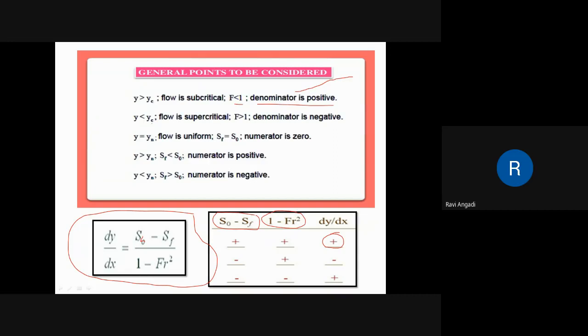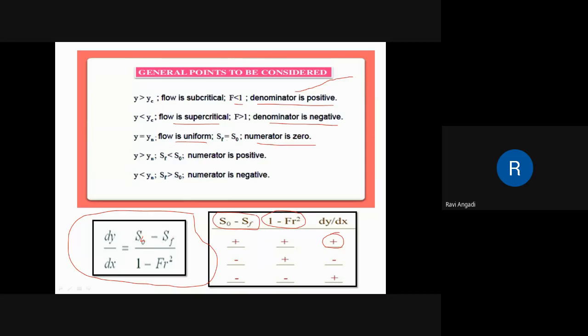Suppose y is less than yc, the flow is supercritical. Froude number is greater than 1, the denominator is negative. If the denominator is negative, you will be getting negative or positive, either one. For that, you may get either the drawdown or the backwater curve. If y equals yn, the flow is uniform. SF equals S0, so the numerator will be 0. Here the numerator will be 0.